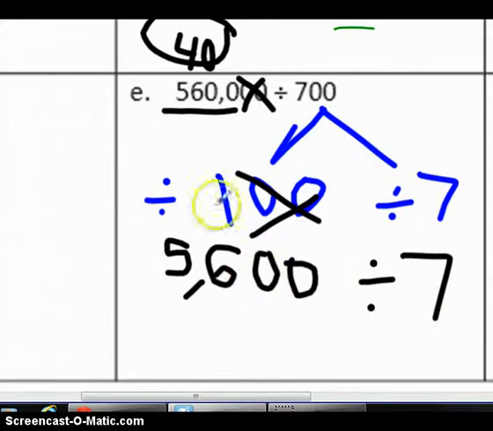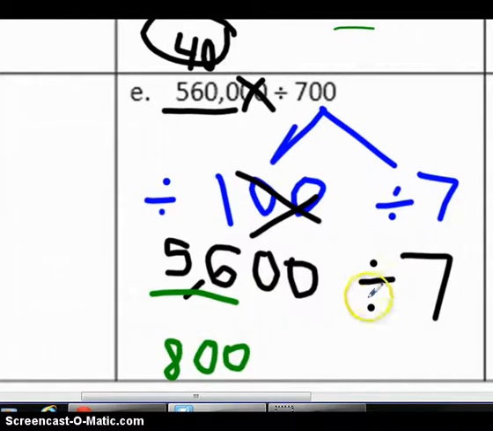And use your math facts. 56 divided by 7. If you don't remember it, think the fact families. What times 7 is 56? If you do, I like to think of it as just a reverse fact family. So 8 times 7 is 56. So it's 8. 56 divided by 7 is 8. And then there's 2 zeros left over, so 800.